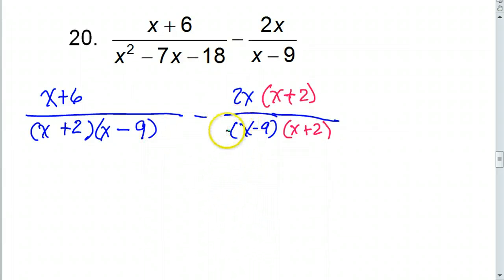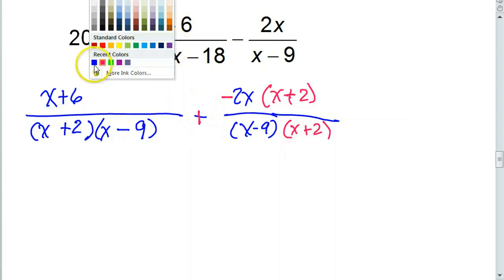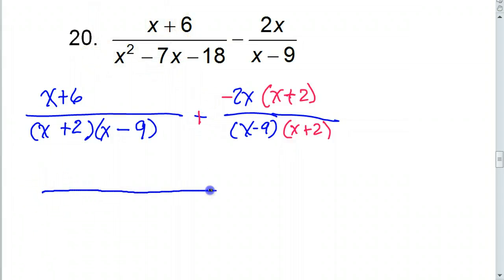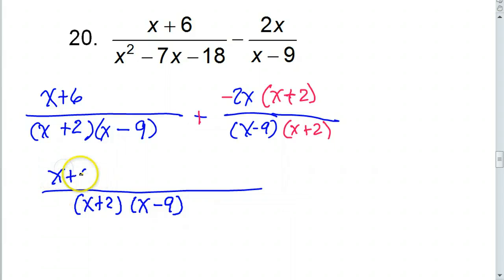Okay, so we got this. And now what I'm going to do is look at this subtraction as plus a negative. So then we don't have to worry about it anymore. Just make it a negative 2x and it's all good. So when we do it, we will have x plus 2 times x minus 9. And I have my x plus 6. And I'm distributing a negative 2x. Not just 2x, negative 2x.